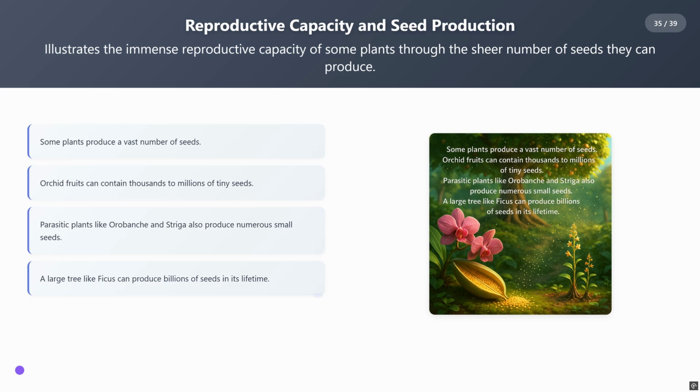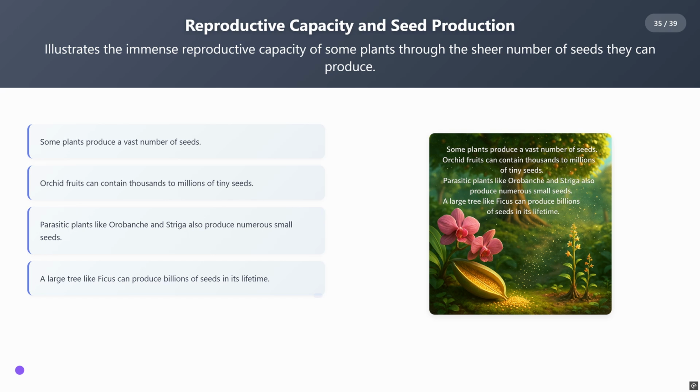And perhaps the most dramatic example is thinking about a giant ficus tree, like a banyan. It starts from a single tiny seed, but over its lifetime it can grow into a massive tree, producing potentially billions of seeds. It's a powerful testament to the effectiveness of this whole reproductive strategy. Billions. It really puts the power of reproduction into perspective.